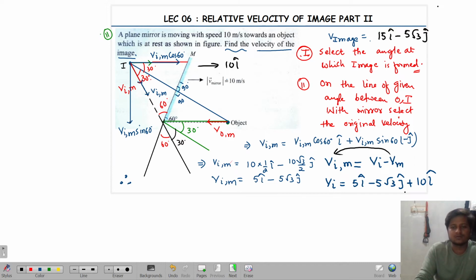Okay. Sir, then the answer is 10 root 3. Answer is, of course, if you calculate the magnitude of velocity, it will be 15 squared plus 5 root 3 whole squared. So that is how much? 10 root 3.